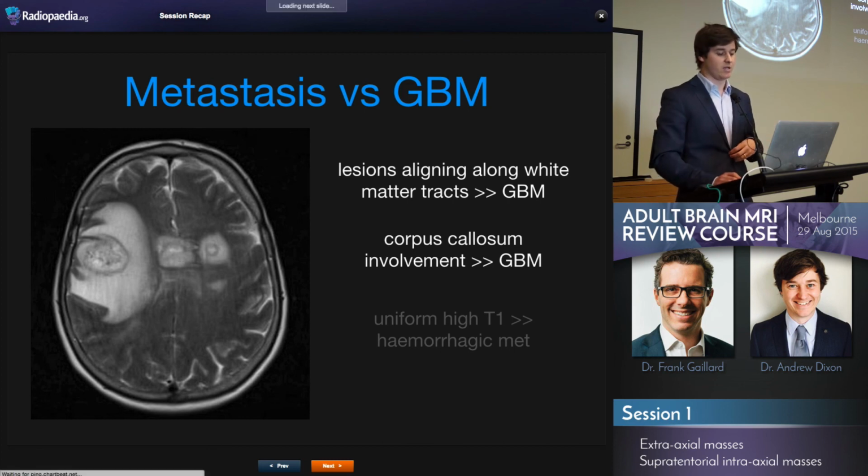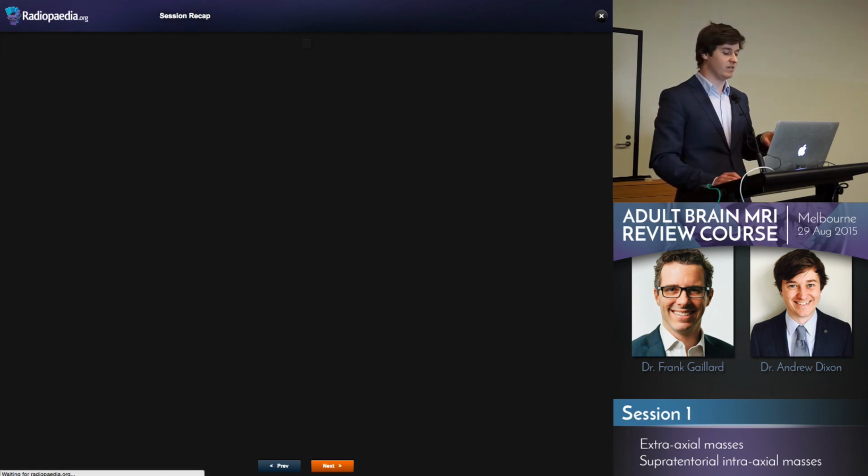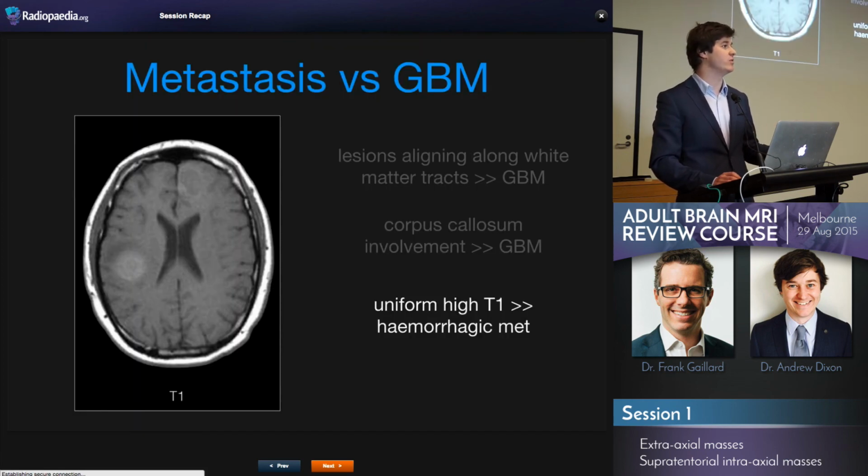Okay. The only other tip that I really liked for the metastases was we can be confident in metastases if there is hemorrhage within it. So if it's got this uniform T1 hyperintensity throughout it, that's not going to be a GBM. GBM may have little micro hemorrhages here and there. It's not going to have this uniform hyperintensity on T1.